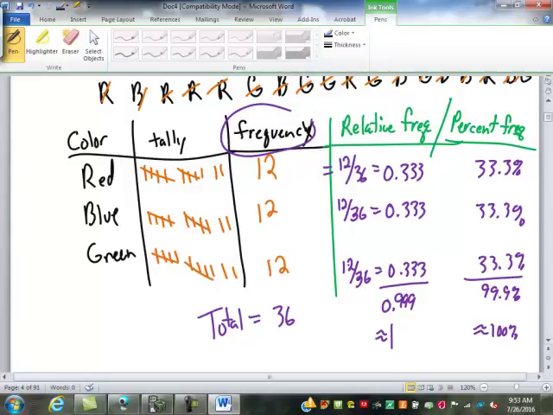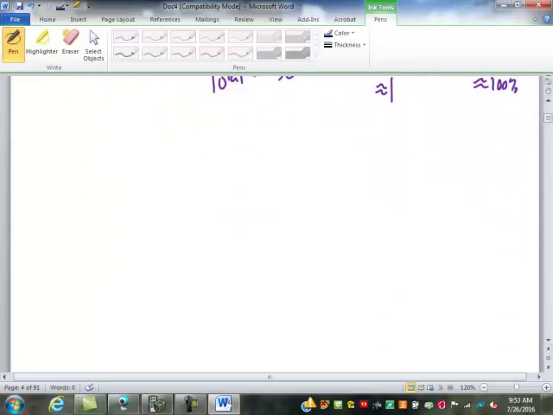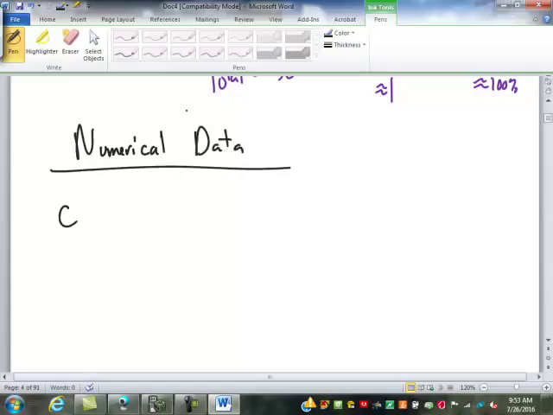So categorical data is easy to deal with. Numerical data, we have to split it up into two different categories. Numerical data can either be what's called continuous or discrete.